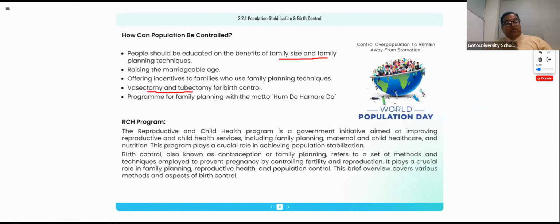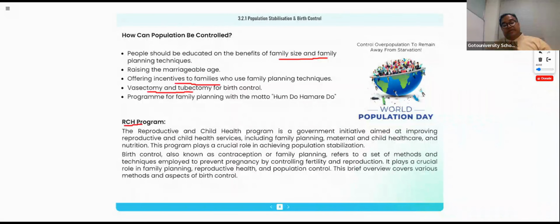Now, we know very well about offering incentives to families who use medical planning techniques. Basically, in villages many people live below the poverty line. So for that poor category, we need to give the proper information. This is the way you need to correct it.